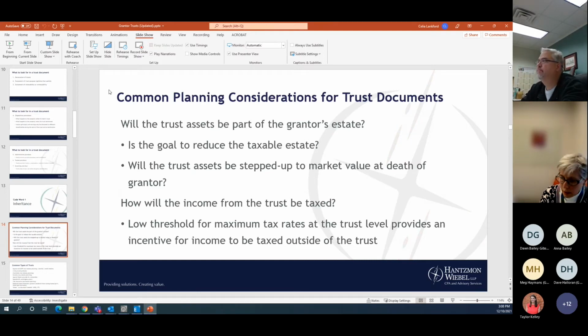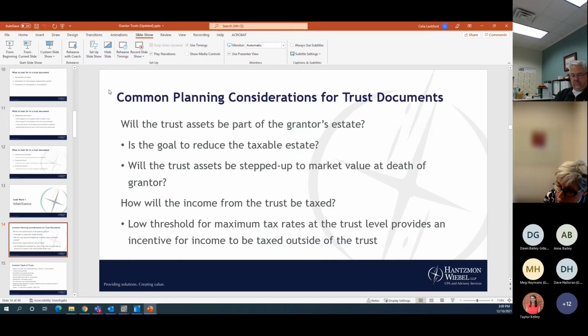As we're looking over common trust documents, there are some planning considerations that are pretty key that will be more important, especially with a grantor trust. There are 2 types of taxation involved with estate planning and with income planning.